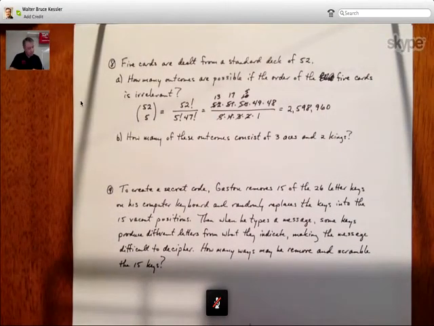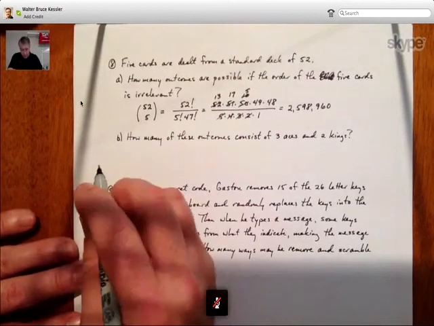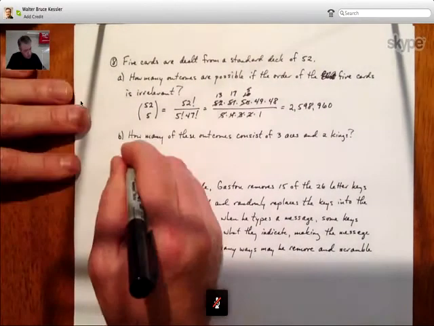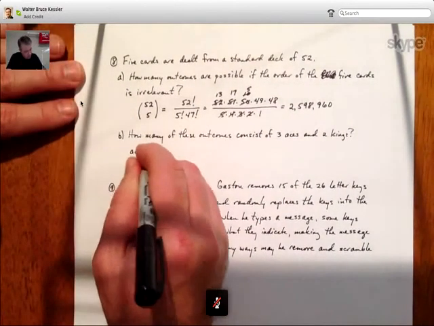Part B says how many of these outcomes consist of 3 aces and 2 kings. All right, now we have categories of cards. I've got my aces, I've got my kings. So once I calculate the number of ways of getting the aces and the number of ways of getting the kings, then multiply and that'll tell you how many ways to get that hand. Okay, so let's just do them separately at first.